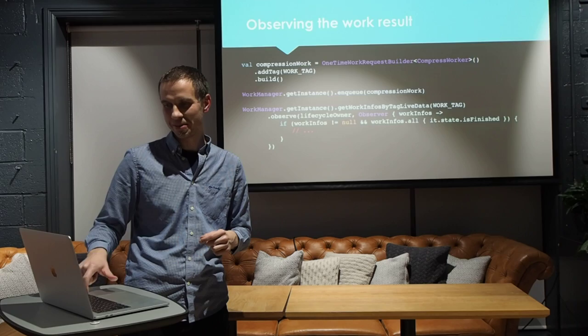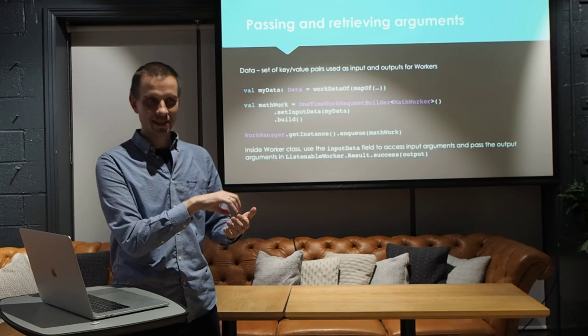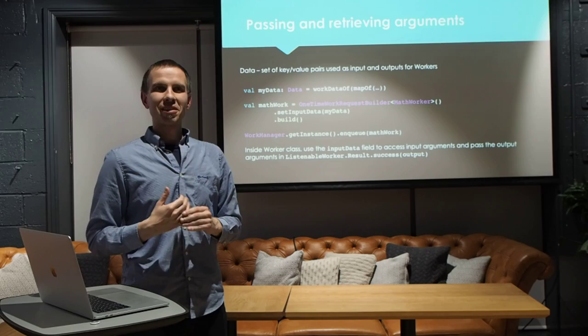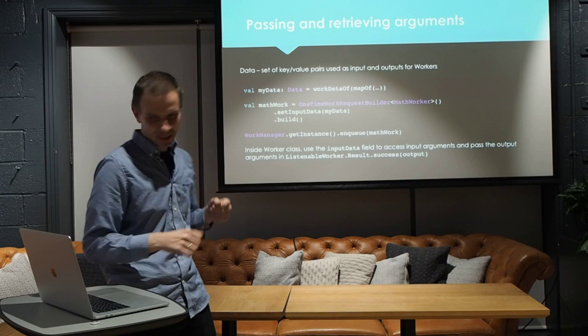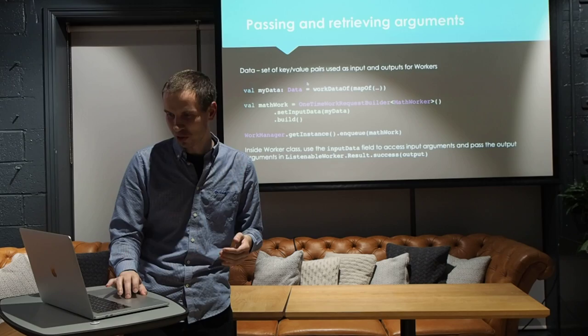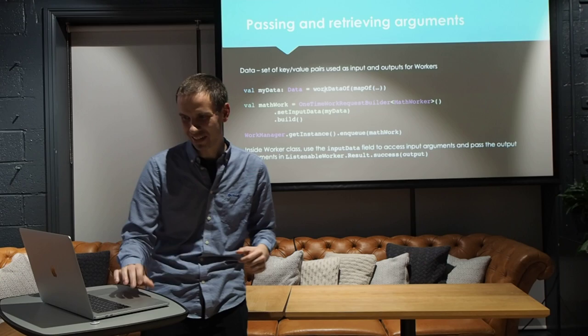A very, very nice feature is the possibility to pass and retrieve arguments to your work. So, for example, let's say you want to calculate pi to 100 decimal digits, for example, in the background inside your app. What you would do in that case is first you would define some arguments. Let's say the desired number of digits that you want pi calculated to is your input.